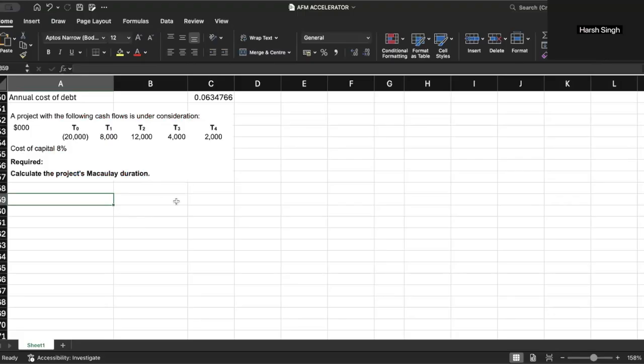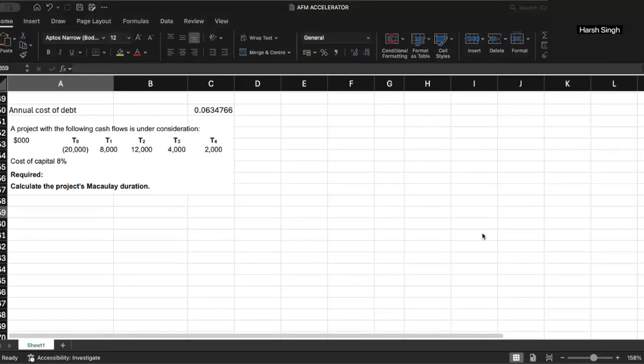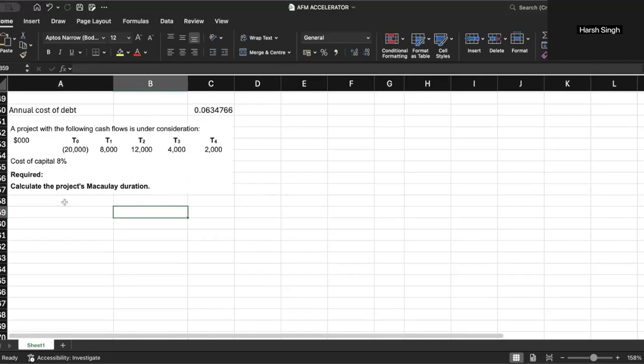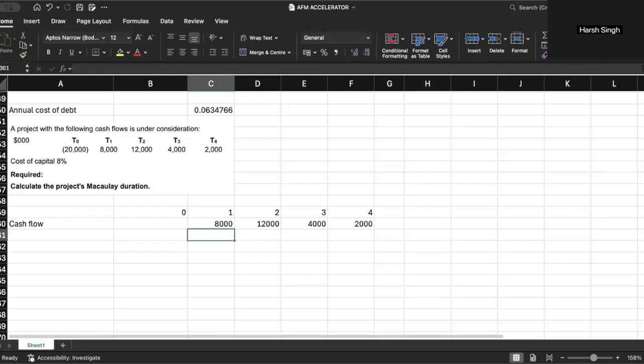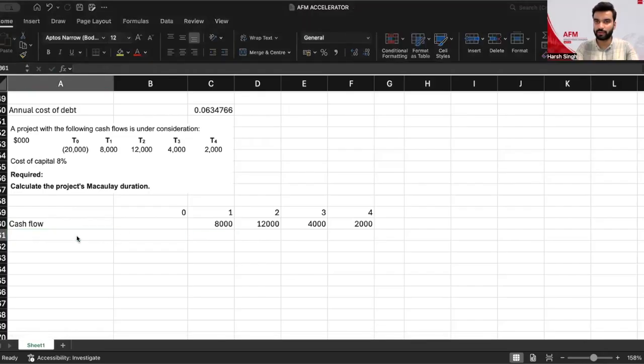Okay, so we have this question, everyone, where we have to calculate the Macaulay duration. Now remember, I'll put down year 0, 1, 2, 3, 4. At the first, we have cash flow. Year 0, I don't need to worry about year 0. Still, if you want, you can write it down. 8,000, 12,000, 4,000, 2,000. Okay, this is my cash flow. 8,000, 4,000, 12,000, 4,000, 2,000.